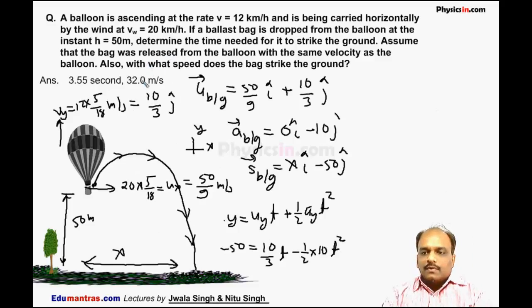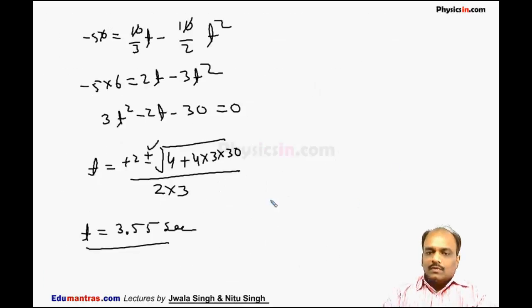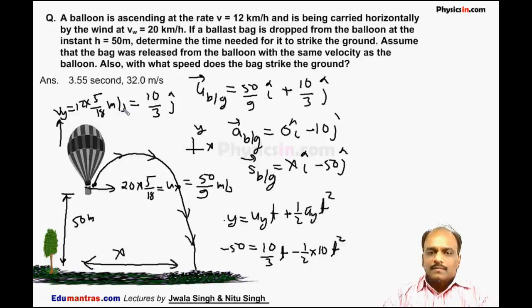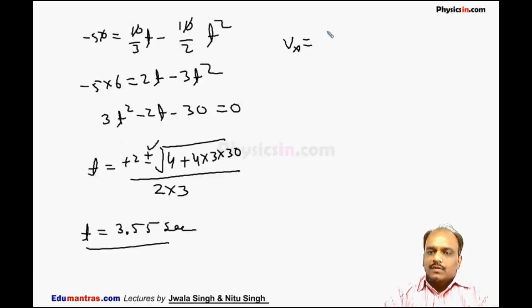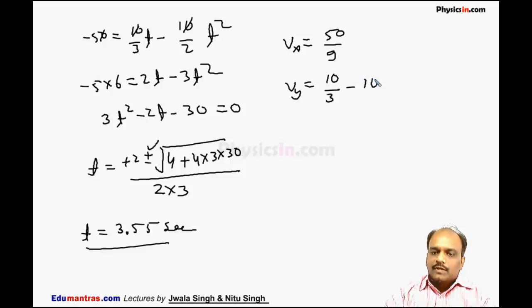This is the time taken by this bag to reach the ground, and the speed when it strikes the ground is, so we can say, speed is vx. Vx will remain the same because horizontally there is no acceleration, so vx is 50 by 9 at the instant when it strikes the ground, and vy is equal to uy. We know uy is 10 by 3, so it is 10 by 3 minus ay, that is 10, into time, that is 3.55.